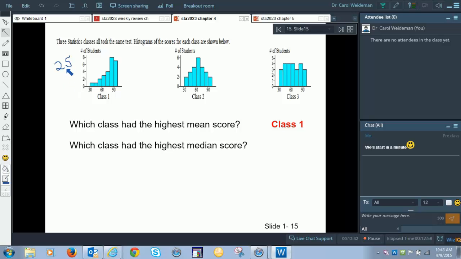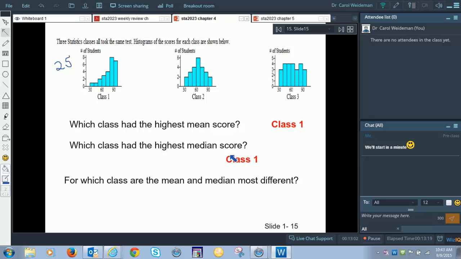Which one has the highest median score? Now again, remember on class 1, the median score here is going to be the 13th data value. Now, I know that 15 of them are up here, so the median must be between 80 and 90. Here, the median is going to be 60 to 70, same thing here. So class 1 also has the highest median score.